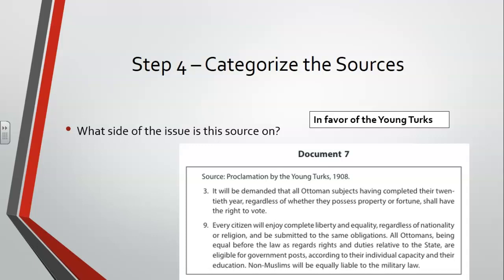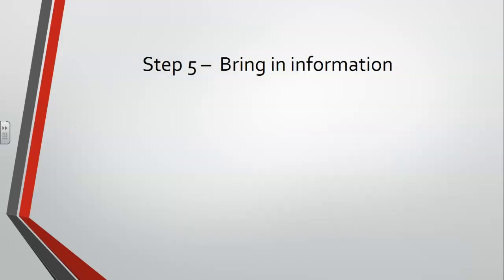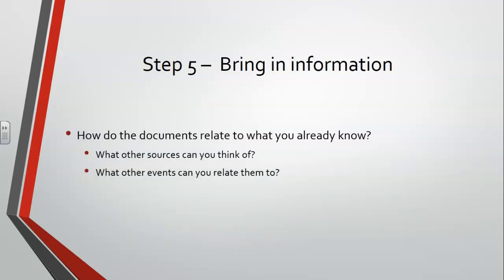So it can automatically compare and relate to the other documents that are written in favor of the Young Turks, as opposed to the documents that might be opposed to what's going on within the Young Turks. So we understand that right there. Number 5 is bring in information. How do the documents mentioned relate to what you already know? What other sources can you think of that you've learned in your previous study of the content that relates to the question that's being asked or relates to these sources? As you read something, what comes to mind? What other events can you relate to what's going on in these sources?